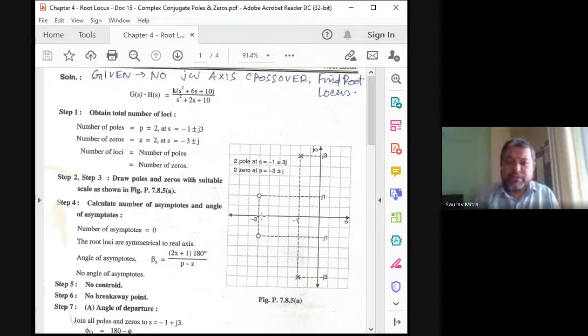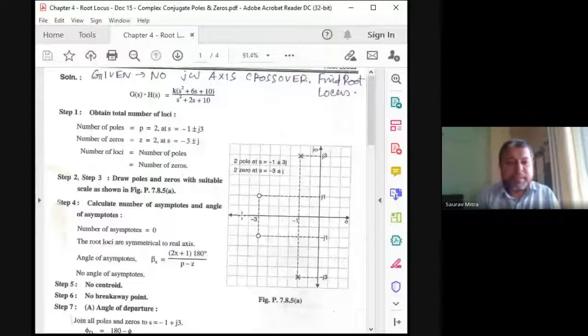So what are the things we have found? There are two complex poles, there are two complex zeros, and real axis root locus is not present. Centroids and asymptotes are not to be drawn, because we are finding that there is no root locus which will be going to infinity.